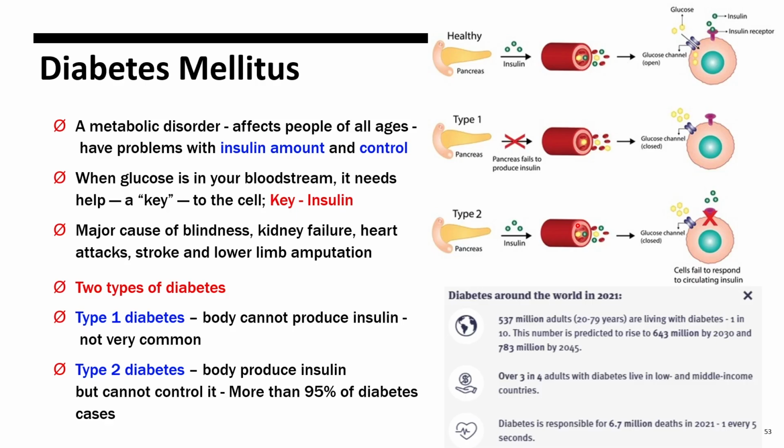The next disease that we are going to talk about today is diabetes mellitus. Diabetes is also an NCD. In this disorder, people cannot control their insulin amount. Sometimes they cannot produce insulin, or sometimes they cannot control the insulin.